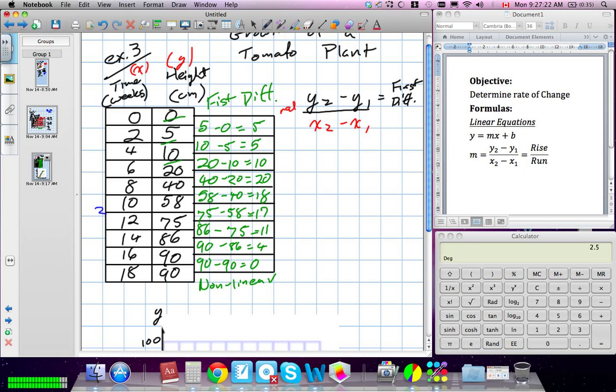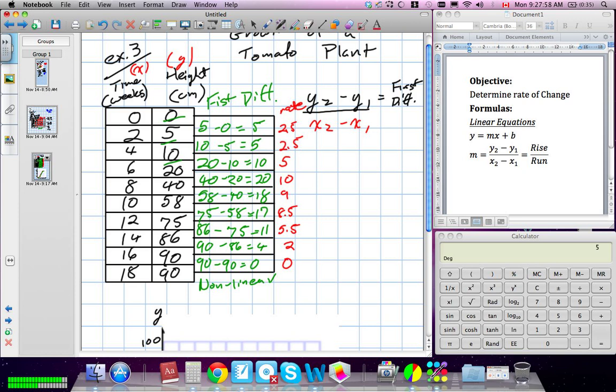Our second one is the exact same number, 2.5 again. We take 10 divided by 2, we get 5. 20 divided by 2 is 10. 18 divided by 2 is 9. 17 divided by 2 is 8.5. 11 divided by 2 is 5.5. 4 divided by 2 is 2. And 0 divided by 2 is 0.